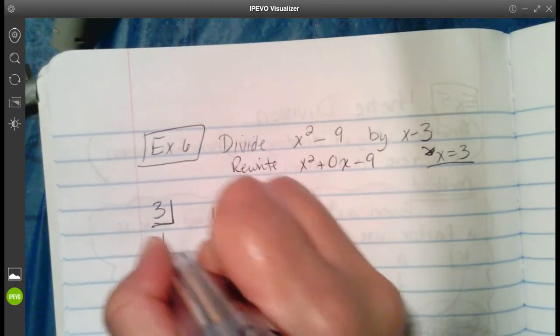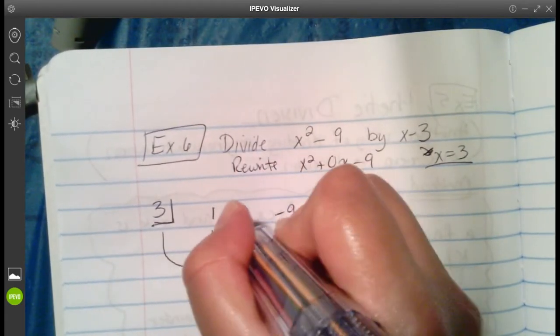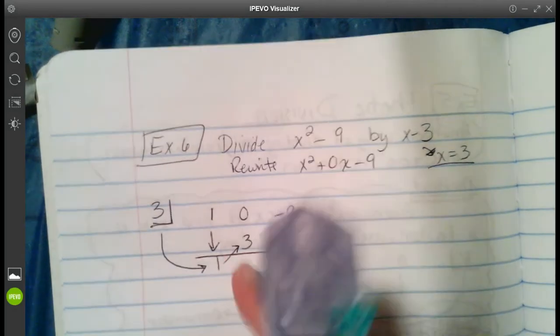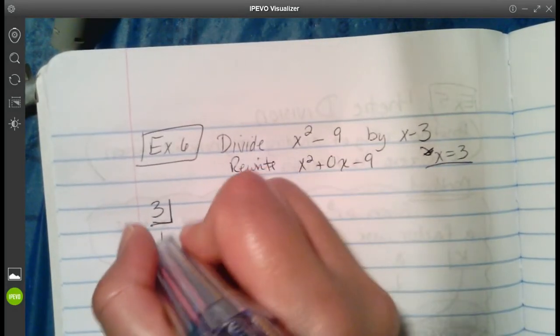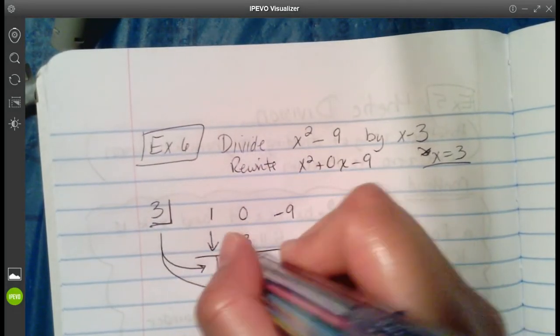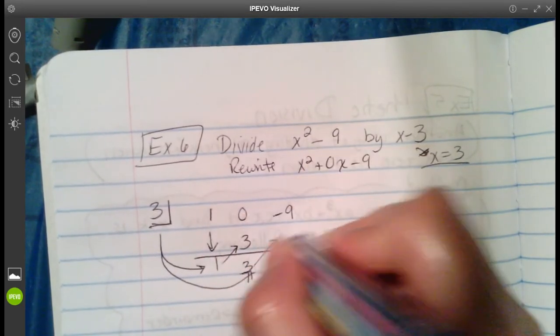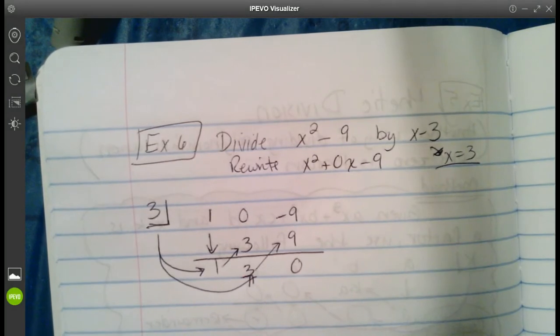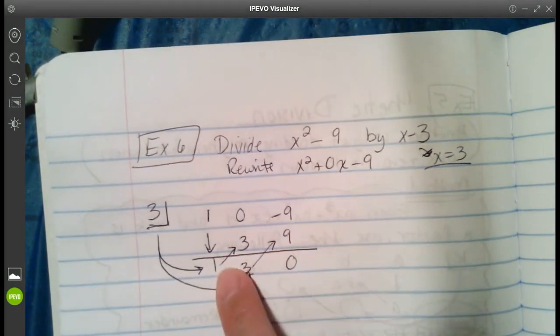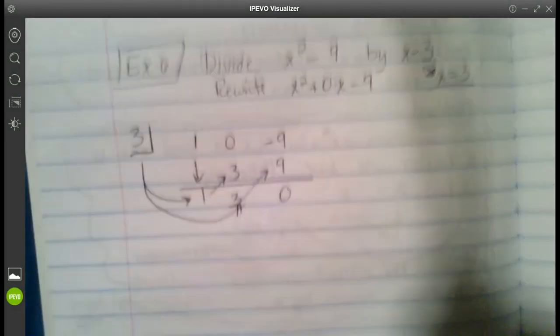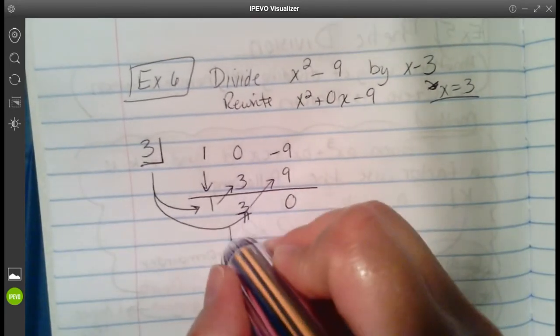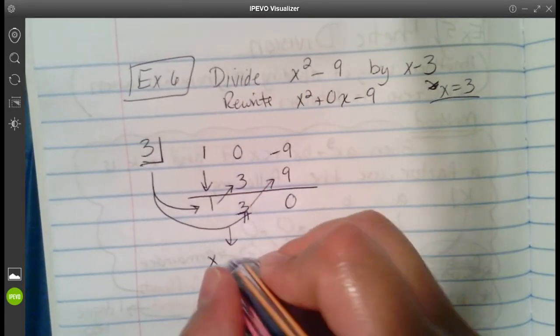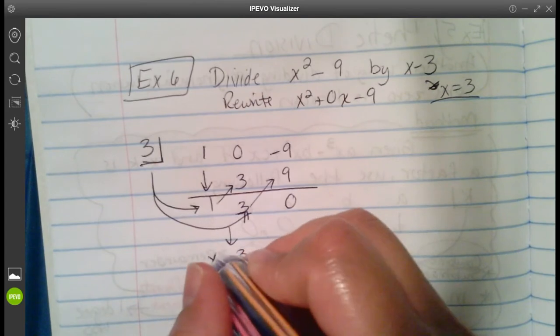We start the process, so bring down the 1, multiply, bring up, combine, multiply, bring up, so it's 9, combine, and we're done. Since this is x squared, this one's going to start at x. So from here, we have x plus 3 is our answer.